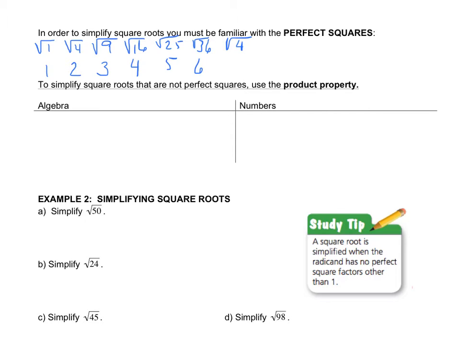49 gives me 7, 64 gives us 8, 81 gives us 9, 100 gives us 10, 121 gives us 11, 144 gives us 12. Now certainly because of our basic multiplication tables, we should easily know through 144.